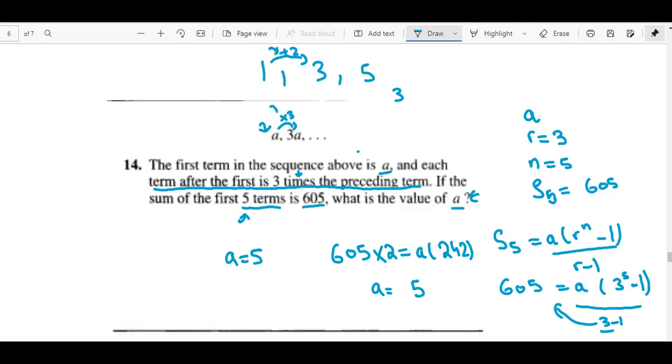Here you are multiplying by 3, okay? This is the difference. Since we are multiplying by 3, clearly this sequence is not arithmetic, it is a geometric sequence. So this is why we have used the sum formula for geometric series, okay? All right. Are you clear with this? Yes, ma'am. Okay, perfect. Now we have to discuss.